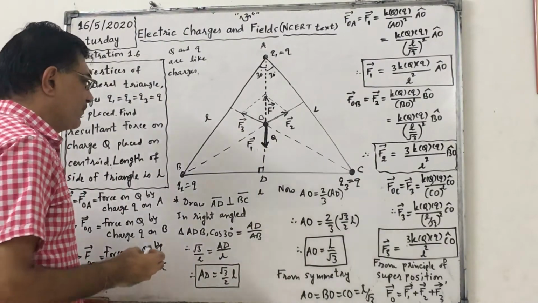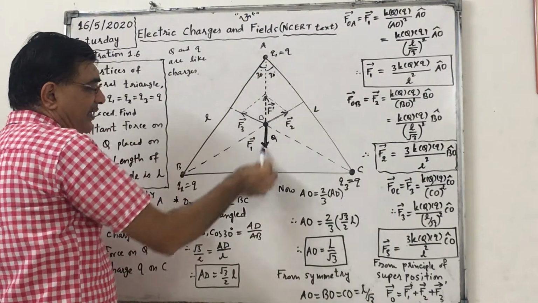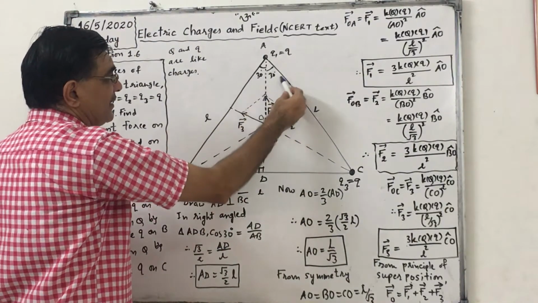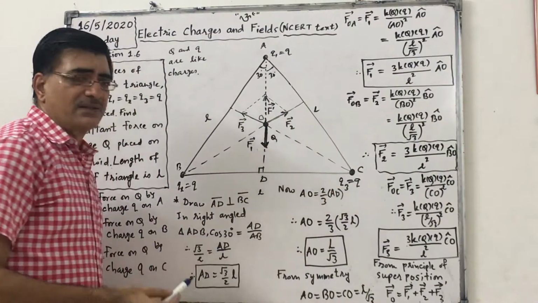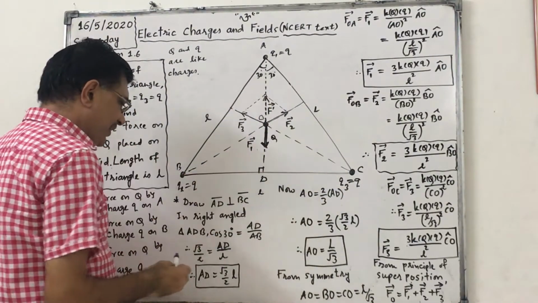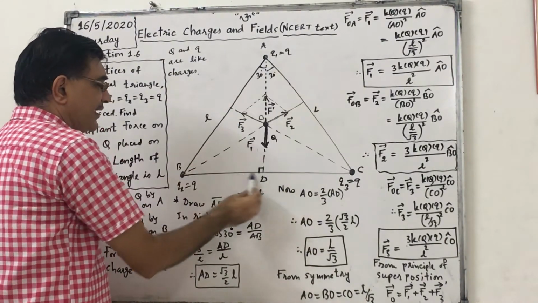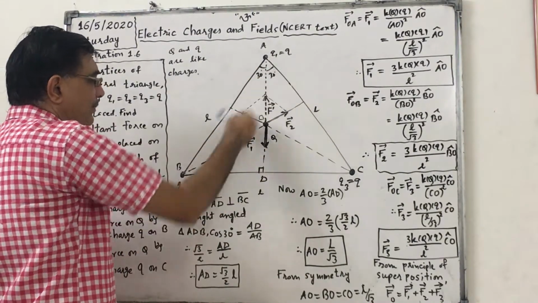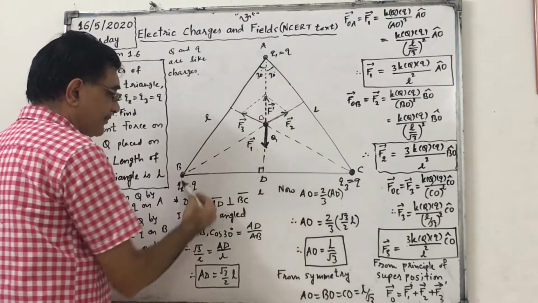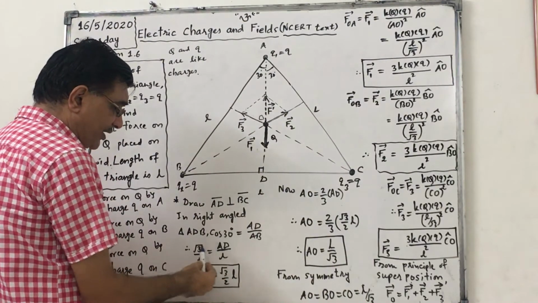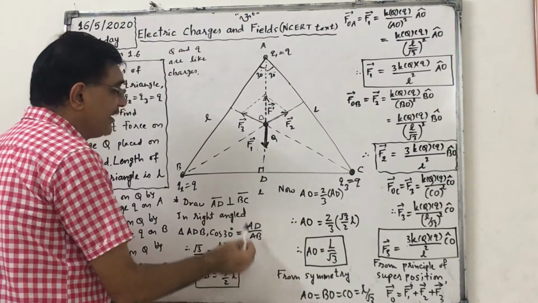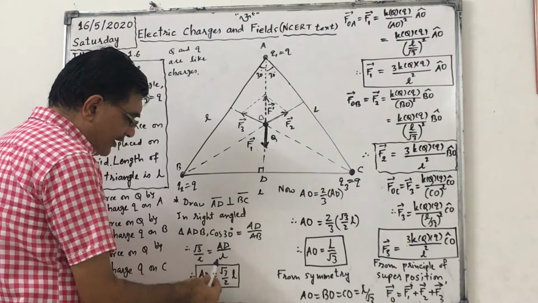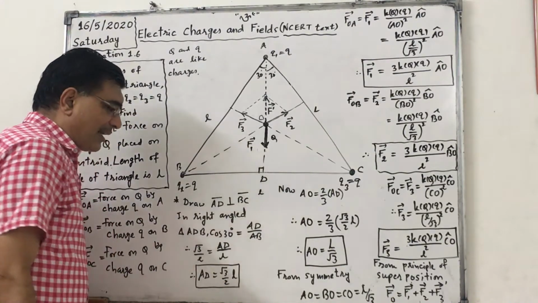So let us first draw a line segment AD perpendicular to line segment BC. In that case, we know that this angle is 60, because in an equilateral triangle all the angles are 60. So half of it is 30. So this is a right angle triangle ADB, in which cos 30 equals adjacent side upon hypotenuse, that is AD upon AB. But we know that cos 30 equals root 3 by 2 equals AD upon AB, which is AD upon small l. Therefore, AD will be equal to root 3 by 2 l.